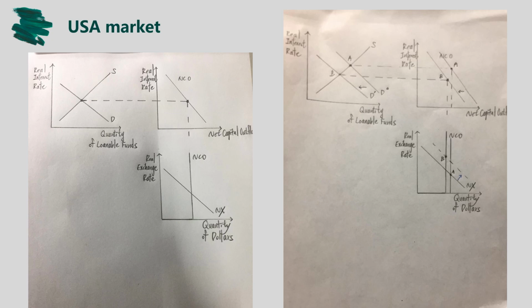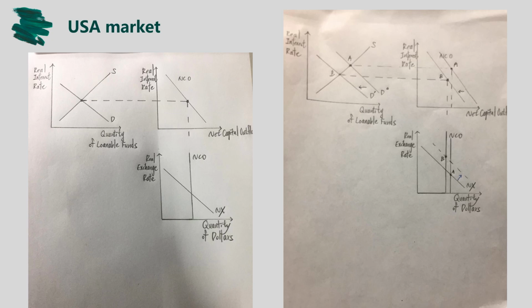And let's talk about USA market. The left picture shows three diagrams, which symbolize the equilibrium situation. From the beginning, for USA, tariffs on imported goods increased net exports, and capital flow denotes that people tend to buy the USA assets, and thus decreases America's net capital outflow.